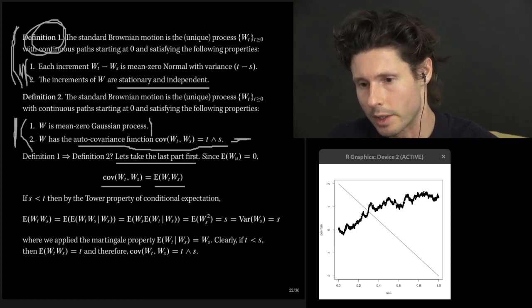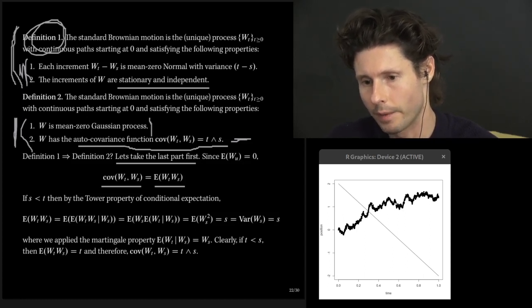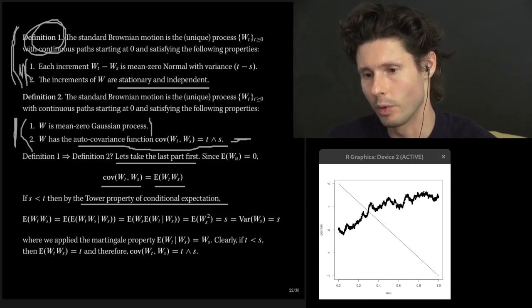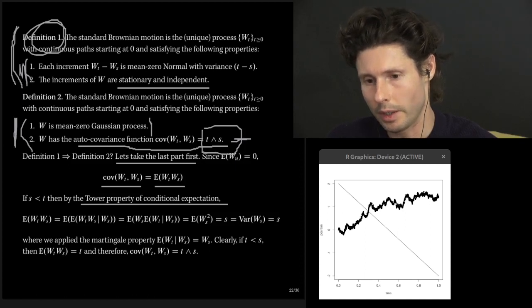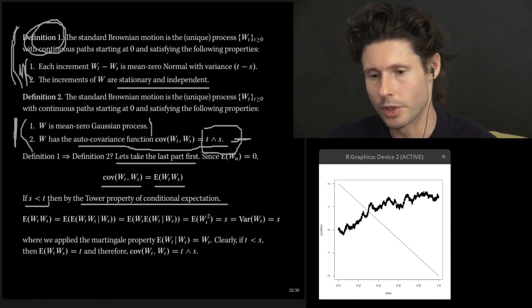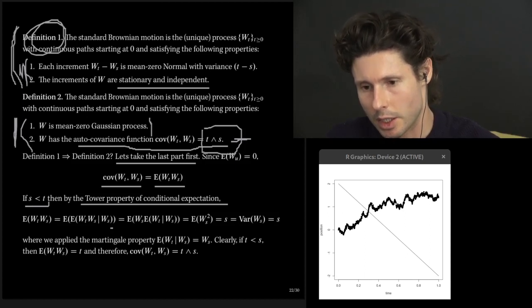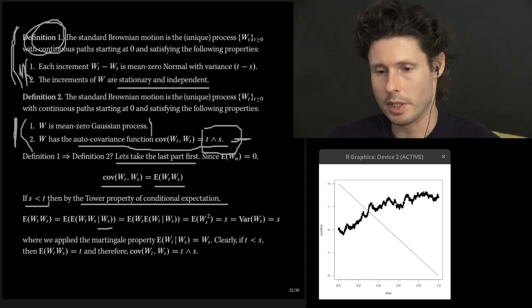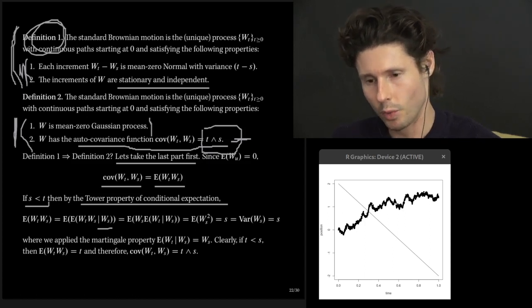And once you write this down, all you need to do is apply the Tower property of conditional expectations to get to, hopefully, the right answer. What we're trying to get to is this expression here. And we can do that by, for example, assuming that s is less than t, conditioning on W at time s, and the reason for doing this is that we want to carry out this expectation one step at a time.